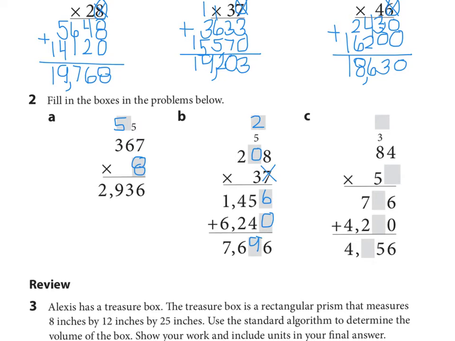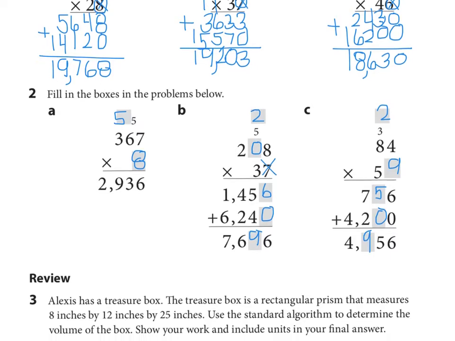For C, we're saying 4 times a number is 36. So that is 9. And then 9 times 8 is 72, plus 3, 75. And then 5 times 4 is 20. We carry the 2. And now we add. 5, 7, 8, 9. Okay. Number 2 is completed. Let's move on to the review.